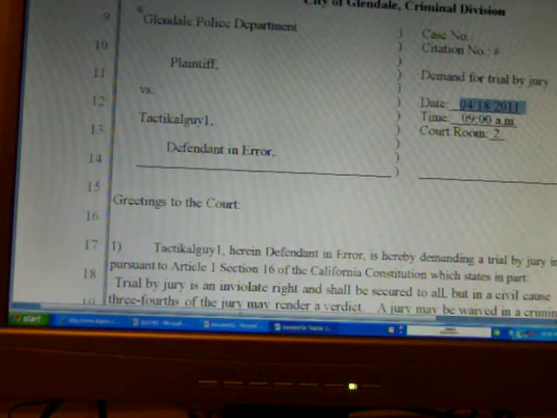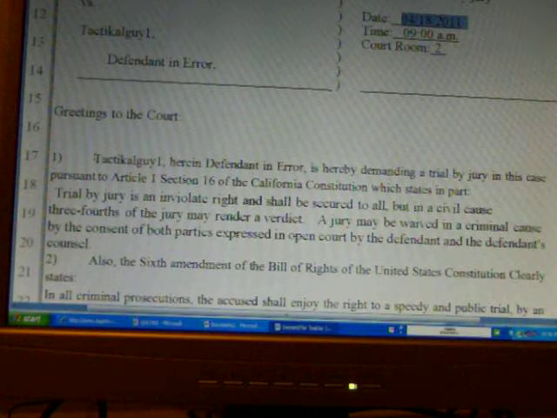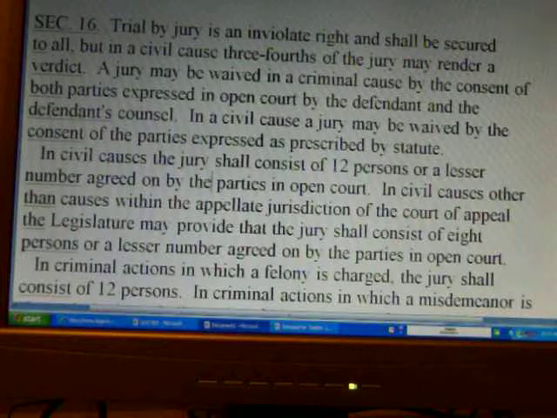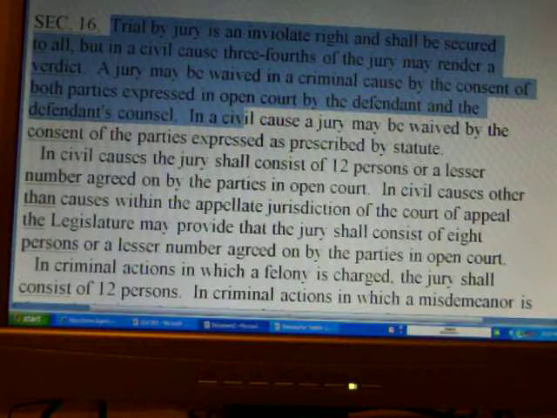Now, greetings to the court. I start off by saying hello. Number 1. It's not that hard. Let me show you how easy it is, and these attorneys get paid a lot to do nothing, because they probably won't even do this. Who knows? Some of them are good. Tactical Guy 1 here, defendant in error, is hereby demanding a trial by jury in this case pursuant to Article 1, Section 16 of the California Constitution, which states in part, and I basically did a copy right here all the way down to where it says may be waived by both parties expressed in open court by the defendant and the defendant's counsel, and I stopped there because then it goes on to talk about a civil matter, which I don't care about.